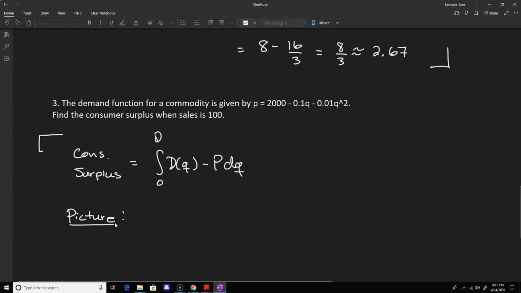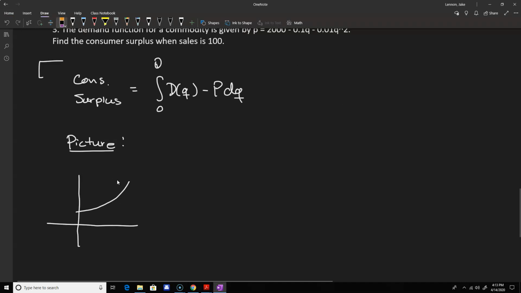Basically, we've got, sorry, I've drawn this thing wrong. So we want to think about our picture as a demand function. So it's a parabola that's basically decreasing, and then we've got some price, which is here. So this downward curve is our d of q, and this horizontal line is our price, and then this shaded area where this is the value q, this is going to be our consumer surplus.